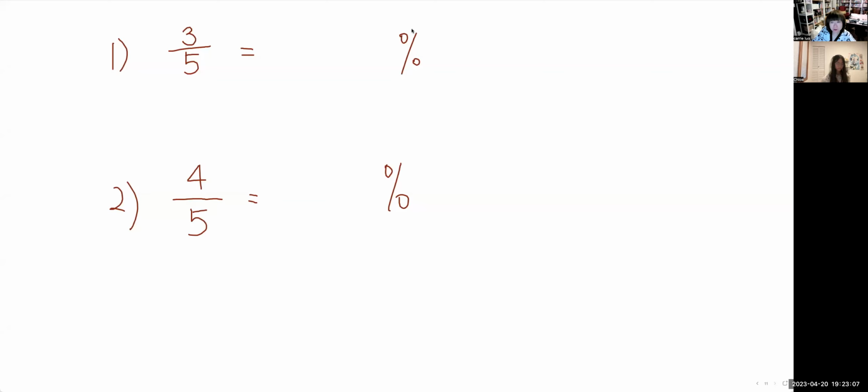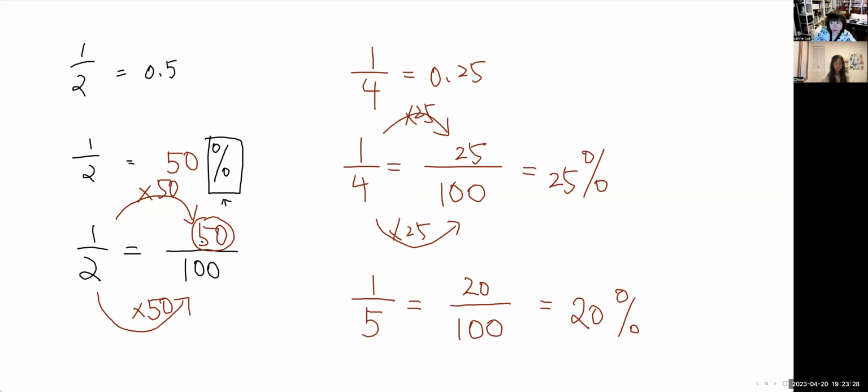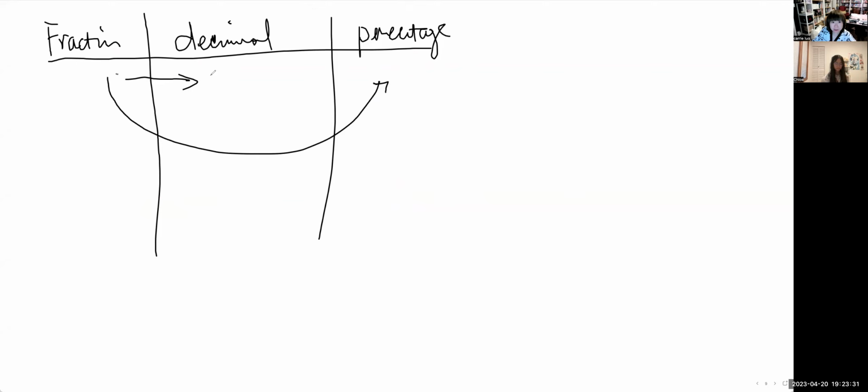Okay, everybody, I hope you're finished. Chloe, can you tell me 3 over 5 equals what percentage? 60%. Very good. And how about 4 over 5? 80%. Very good. So Chloe, we have learned how to transfer from fraction to decimal and from fraction to percentage. Which part are we still not learning? Decimal to percentage. Very good. We're learning that now.